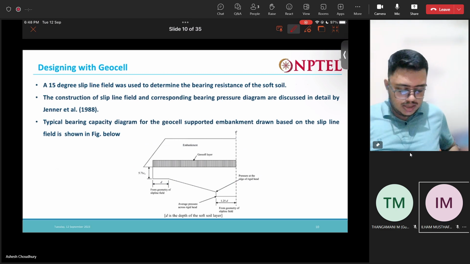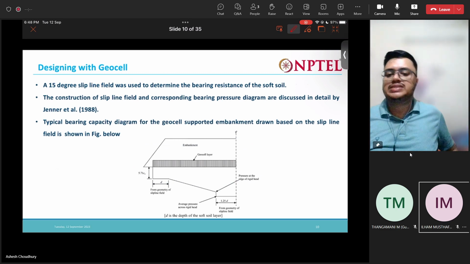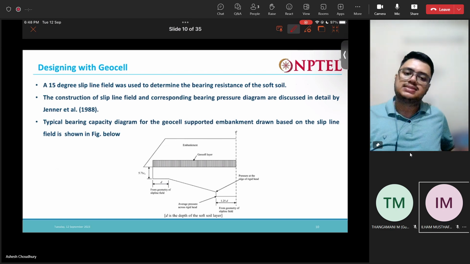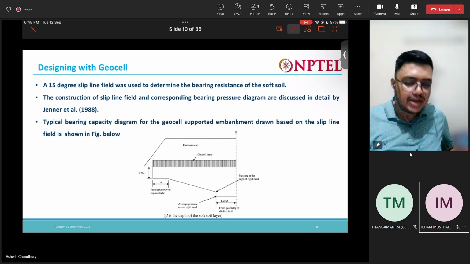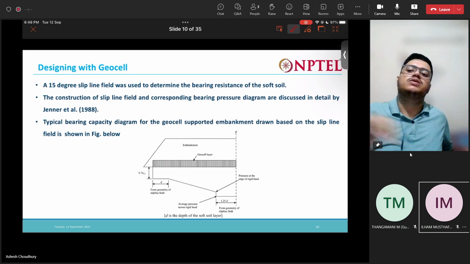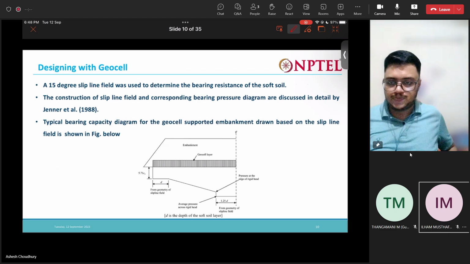Okay, so as it is written here, the construction of the slip line field and the corresponding bearing pressure diagram is discussed in detail by Jenner. How to get the bearing pressure diagram, those steps are actually discussed in the paper, so I will suggest that you go through it.